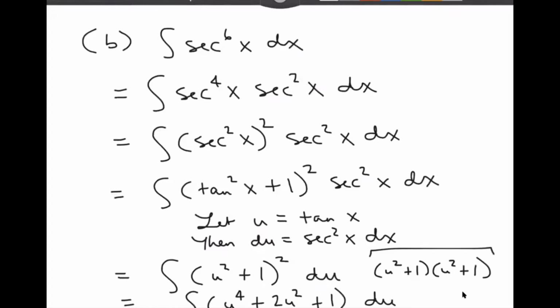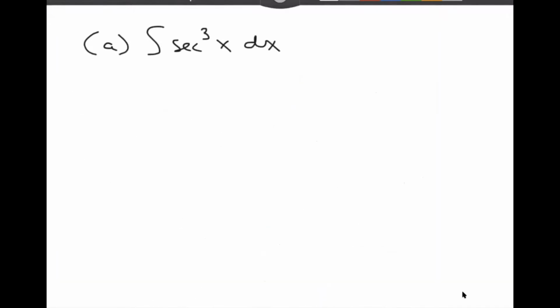All right, and now this is just another easy backwards power rule. So we're integrating u to the fourth plus 2u squared plus 1.